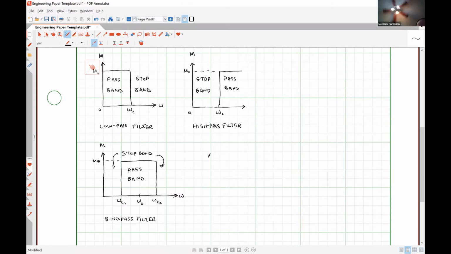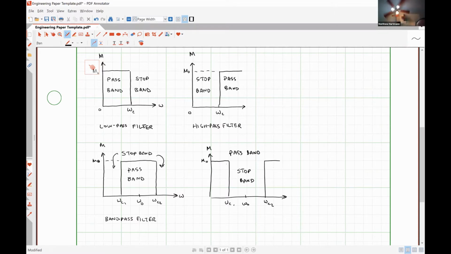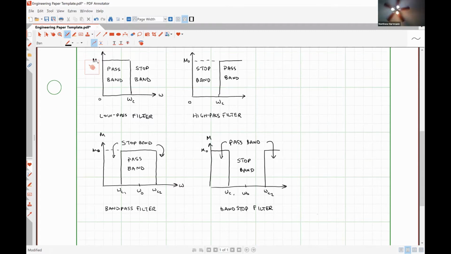And then lastly, we have the opposite of a band pass filter, which is what's called a band stop filter, where this is our stop band here in the middle. And then we have two discrete pass bands. And the band stop filter may also be called a notch filter because there's a notch cut out of the frequency response where that selects the frequencies. And band pass filters and band stop filters require at least a second order circuit.